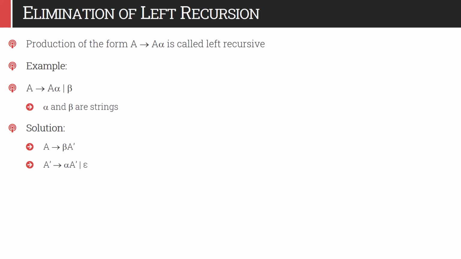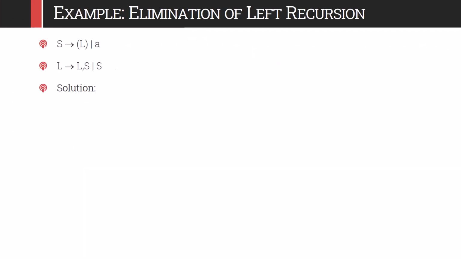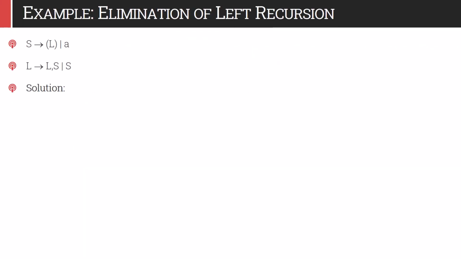Let us try to understand it with the help of an example. Consider the grammar. This is a left recursive grammar because in the second production, L derives L, S, we have capital L on both sides. The first production is not left recursive, so we will copy it as it is. In the second production, we actually have two productions: L derives L, capital S and capital S.